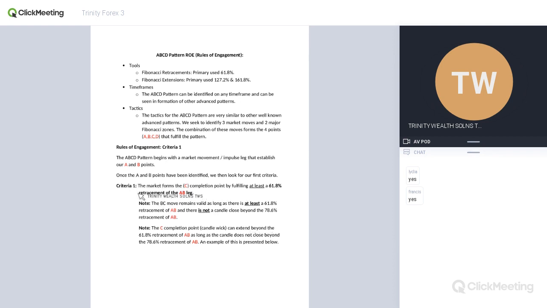So the market forms the C completion point by fulfilling at least a 61.8% retracement of the AB. We draw our A to B, and then we draw a Fibonacci, and the lines give us our 61.8 somewhere here. The market will retrace. Once the Fibonacci has generated the ratio, we know that for the C leg to be valid, the market needs to retrace up to where our 61.8% is. We demonstrate all this in the platform.